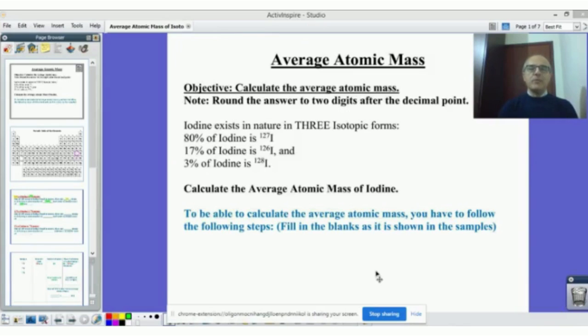I am the chemistry coordinator and the chemistry teacher for grades 10, 11, and 12 in the German International School, Beirut. I have been teaching chemistry for 26 years.